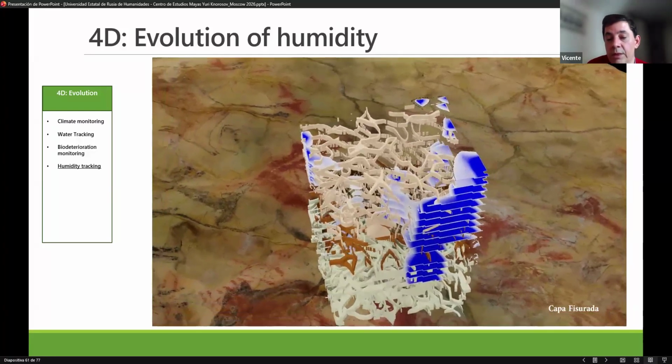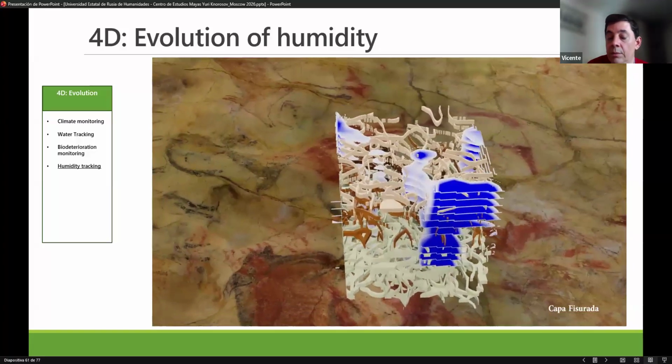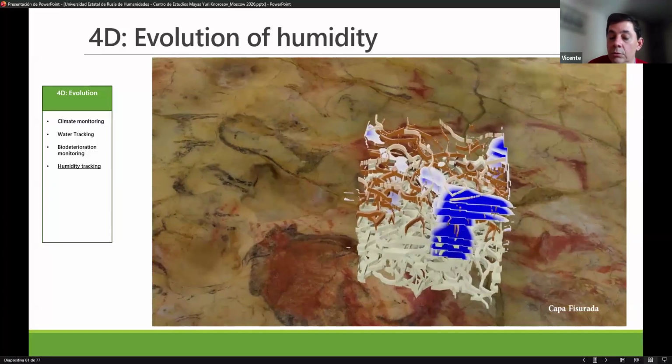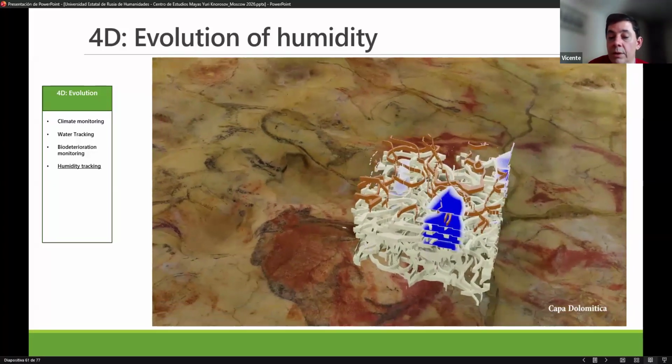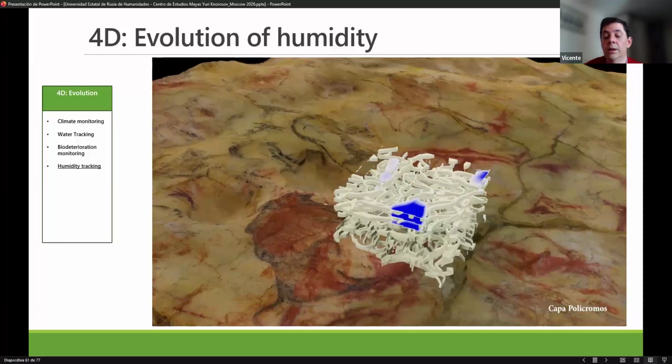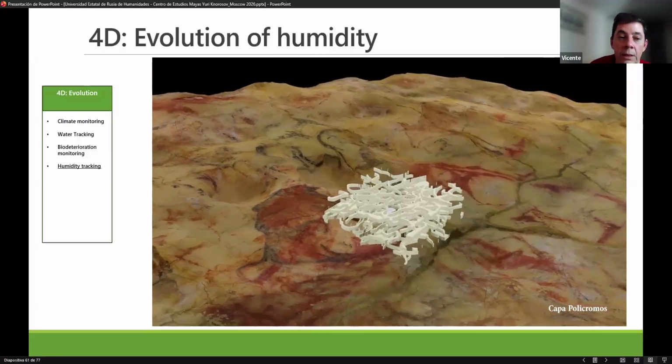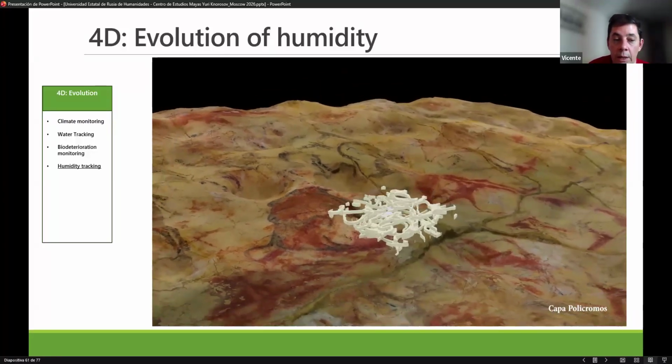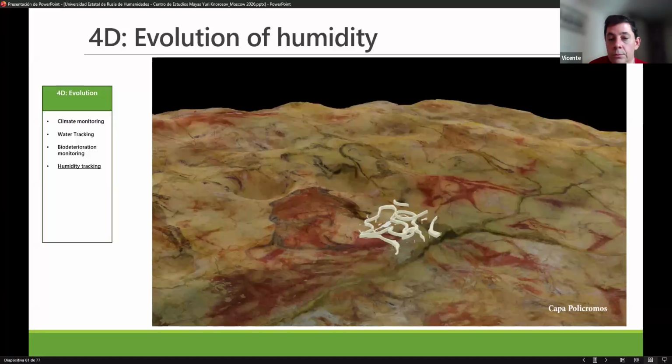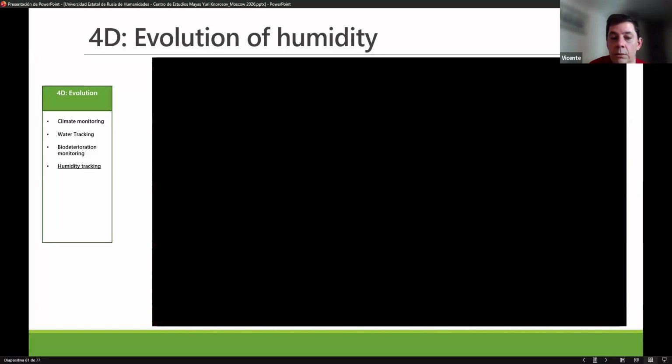Okay, this is for preventive conservation. This is the problem: the water that is very close to the ceiling, because in several months it will appear down by gravity. So I showed you how to manage climate, how to monitor biodeterioration, the deterioration, and water. All this information is very useful for preventive conservation.